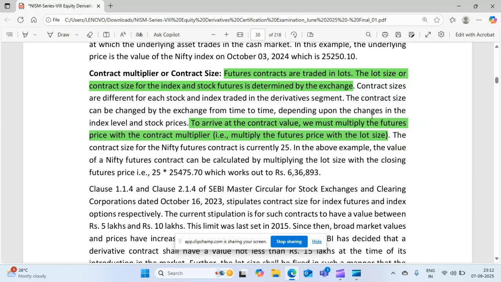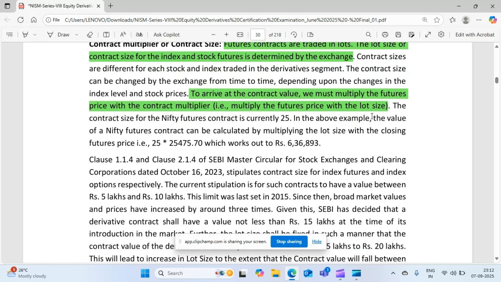Okay. The contract size for Nifty futures contract is currently 25, which may change. So when the book was written, it was 25. Now it has become 75. Okay. So you may just keep on tracking this.